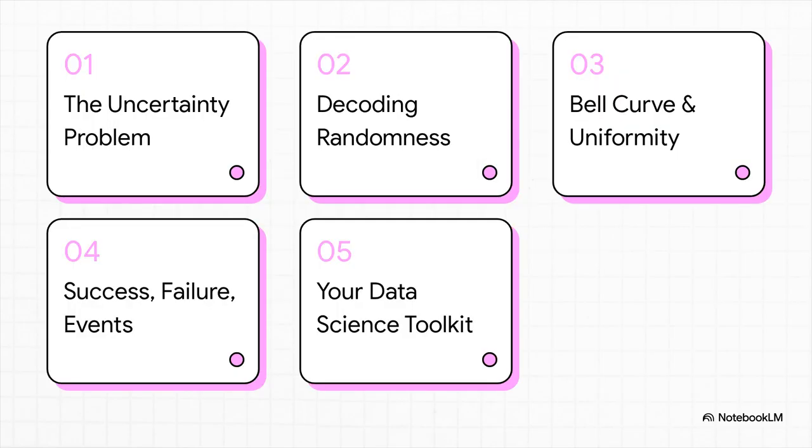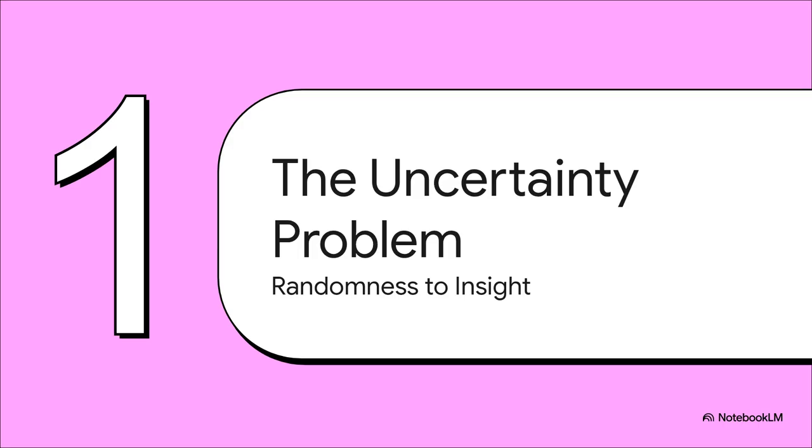All right, so here's our game plan. We'll kick things off by framing the uncertainty problem itself. Then we'll learn the language of randomness, get to know the famous bell curve and its opposite, explore some tools for counting success and failure, and finally, we'll put it all together into your very own data science toolkit. First up, the uncertainty problem.